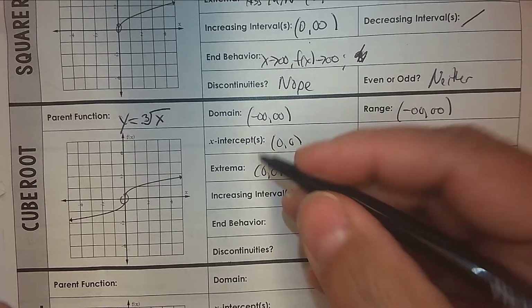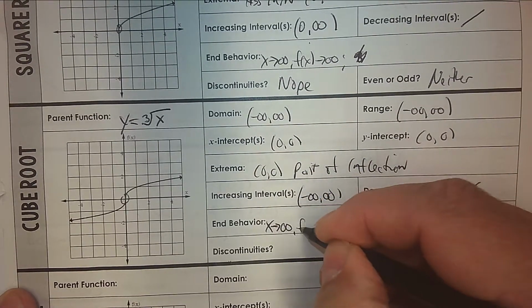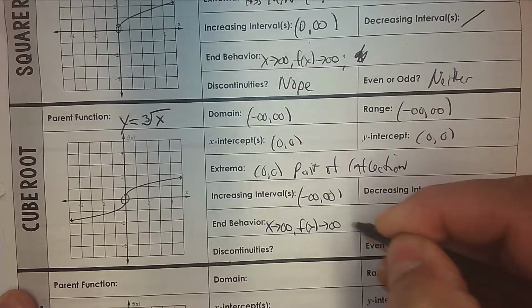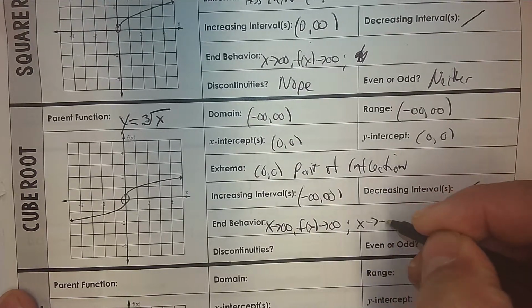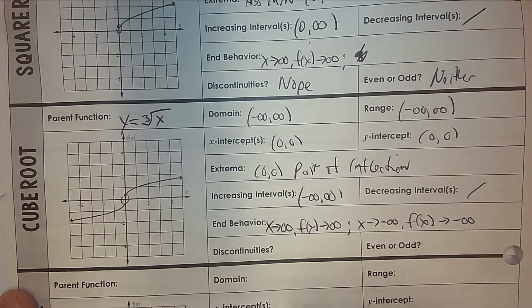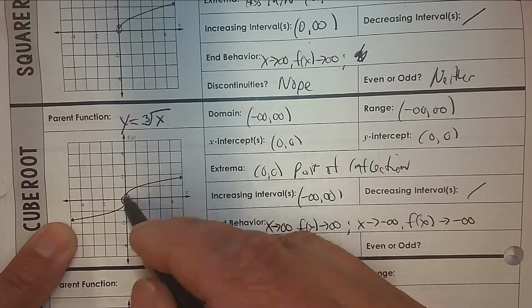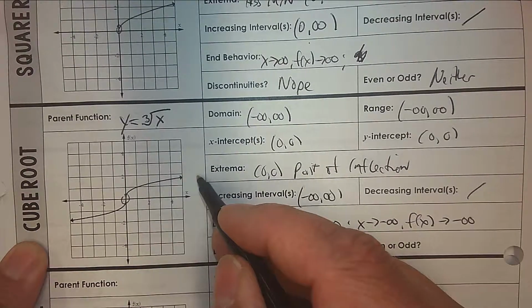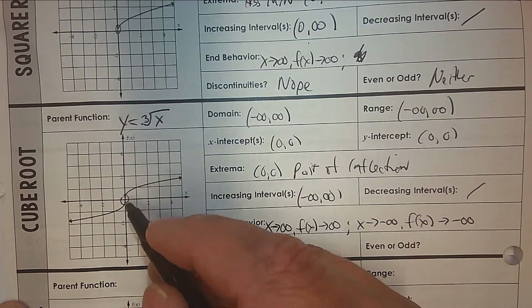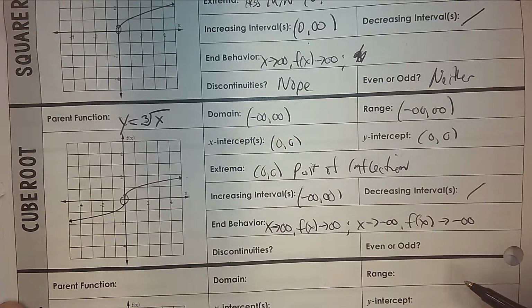End behavior, as x approaches infinity, the function approaches infinity. As x approaches negative infinity, the function approaches negative infinity, which is the fancy way of saying the right end is going up and the left end is going down. It's going up and down slowly, but it's still increasing, just not rapidly. You can see the smile compared to the frown. It's the concavity there.